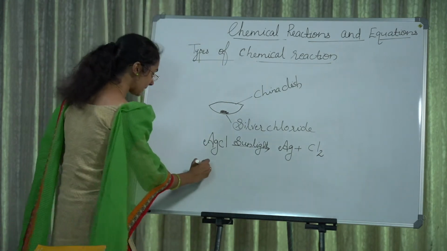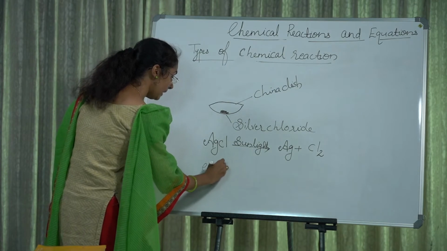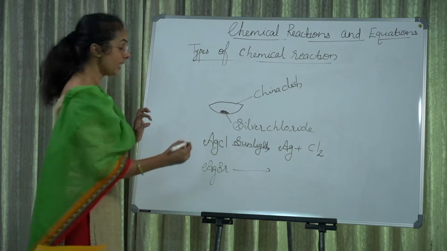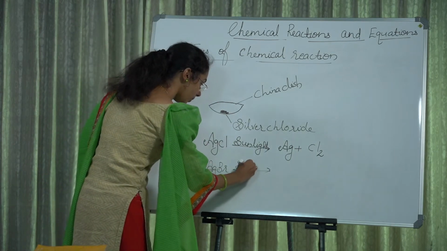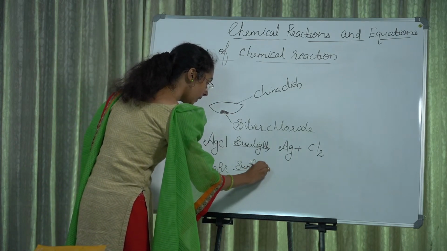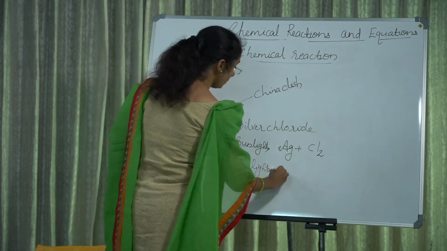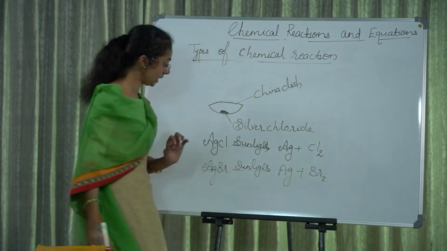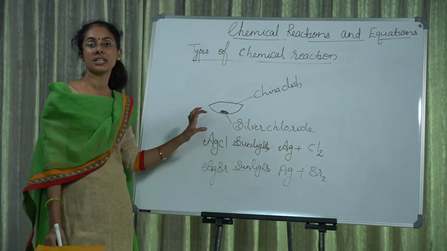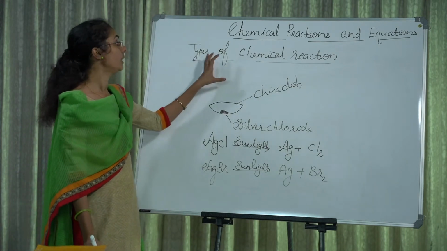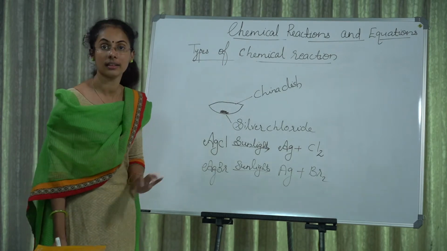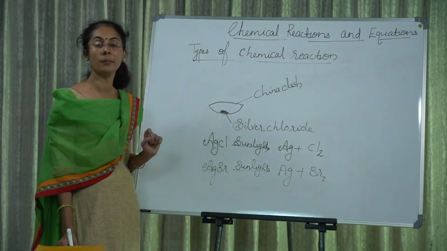Then another example, silver bromide. Silver bromide is kept for some time in the presence of sunlight. Then silver bromide also converts into silver and bromine. So these reactions are also a type of decomposition reaction, examples of decomposition reaction.